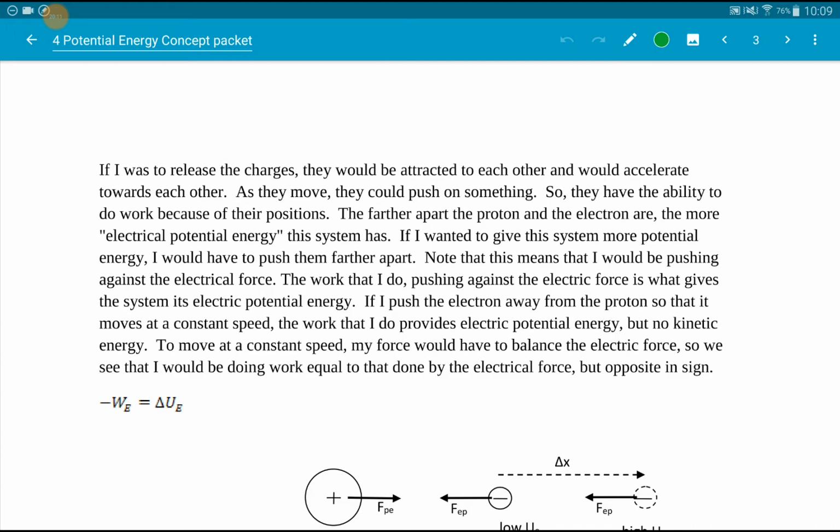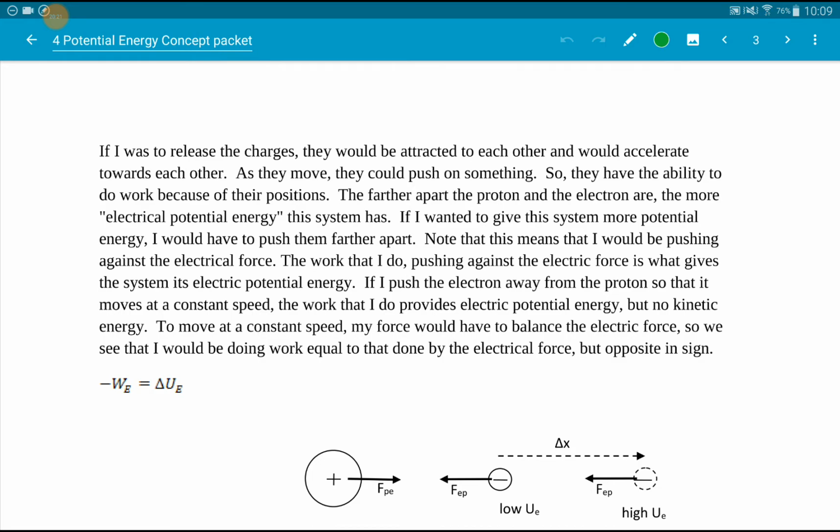If I was to release these charges, they would attract one another and would accelerate towards one another. They have unbalanced forces. So as they move, they could push on something. Something else might get in the way and maybe they'd push on it. So they have the ability to do work because of their positions. The further apart the proton and electron are, the more electrical potential energy the system has. If I wanted to give this system more potential energy, I would have to push them further apart.